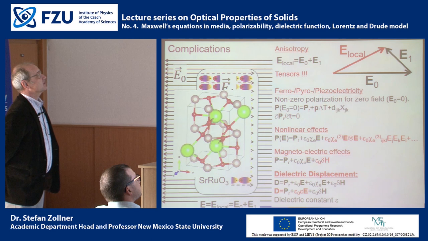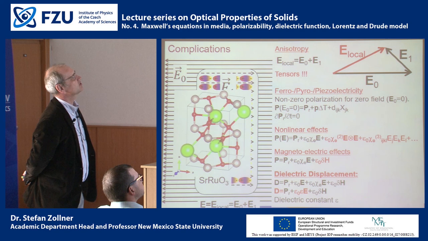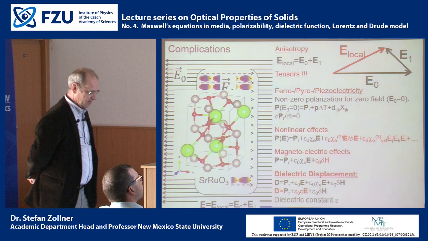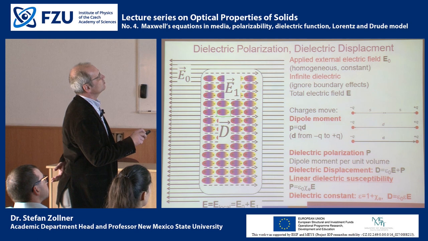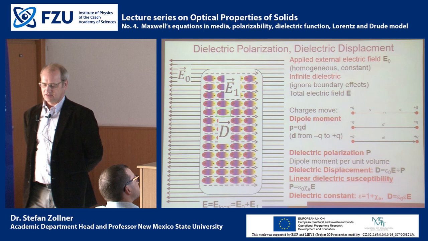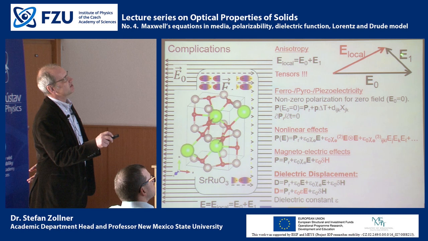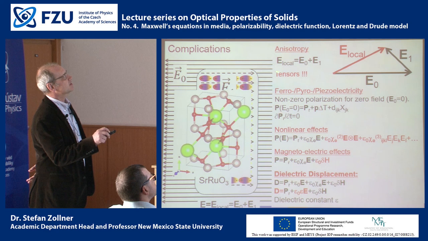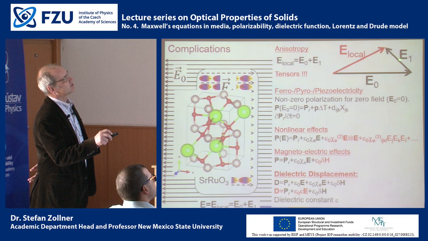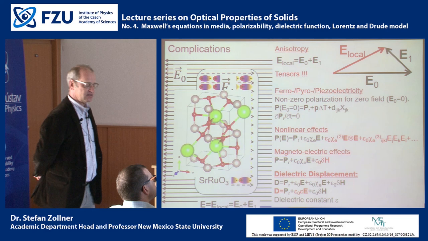So here are some complications that we can encounter in actual materials. So the first complication is that the charges that move in response to the field may not necessarily move parallel or anti-parallel to the applied field, but the depolarizing field can be in a different direction, and therefore the local field, which is the sum of the applied field and the depolarizing field, needs to be treated as a vector equation. So this is the applied field, this is the depolarizing field, and the sum of these two, that is the total field.